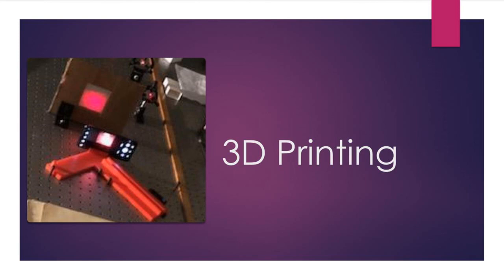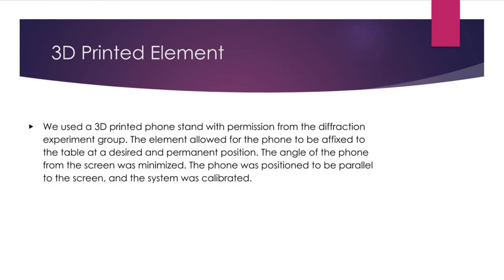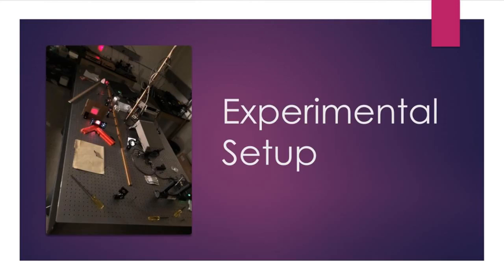We used a 3D printed phone stand with permission from the diffraction experiment group. The element allowed the phone to be affixed to the table at a desired and permanent position. The angle of the phone from the screen was minimized. The phone was positioned to be parallel to the screen, and the system was calibrated.